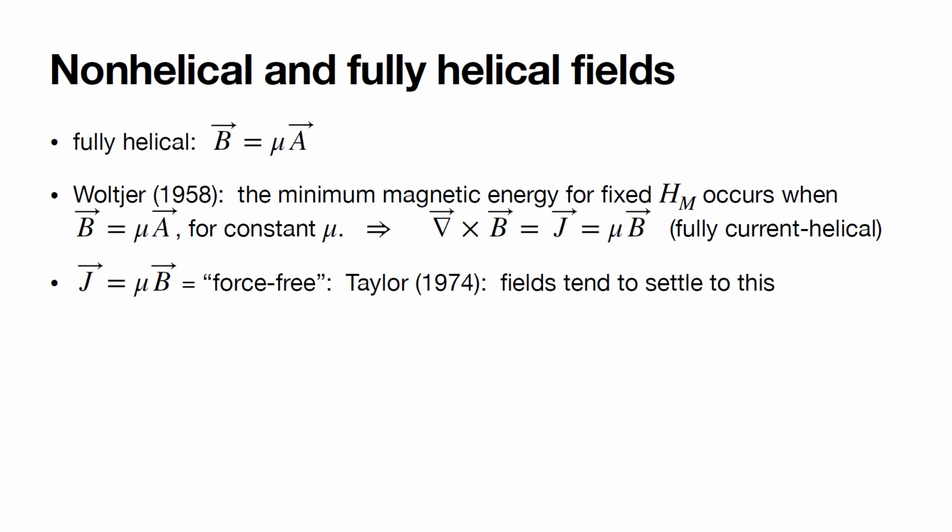So in 1958, Woltjer proved, the proof is simple, but I'm not going to do it, that if you look for the minimum magnetic energy for a fixed helicity, it turns out this occurs in precisely this fully helical state, when B is equal to mu times A, for this mu being a constant. The constant is basically the Lagrange multiplier from when you did the minimization.